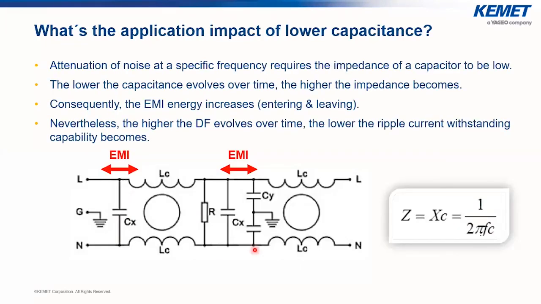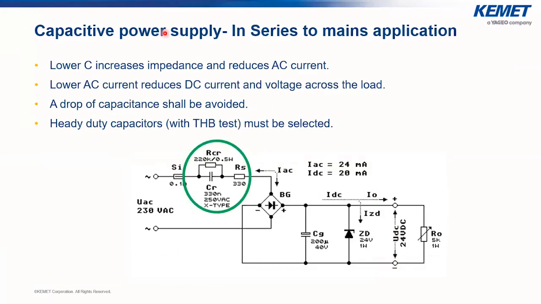This is a typical EMI filter, but we know for sure that X2 capacitors can also be used in series to mains in applications, so in a capacitive power supply. This is, let's say, a circuit strategy to build a really low cost power supply.